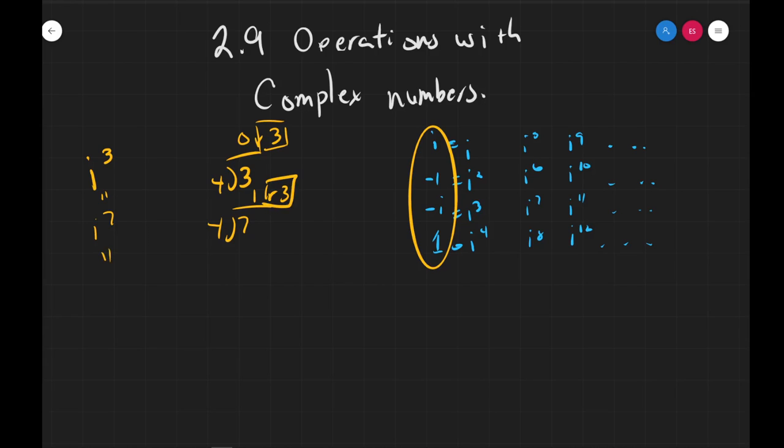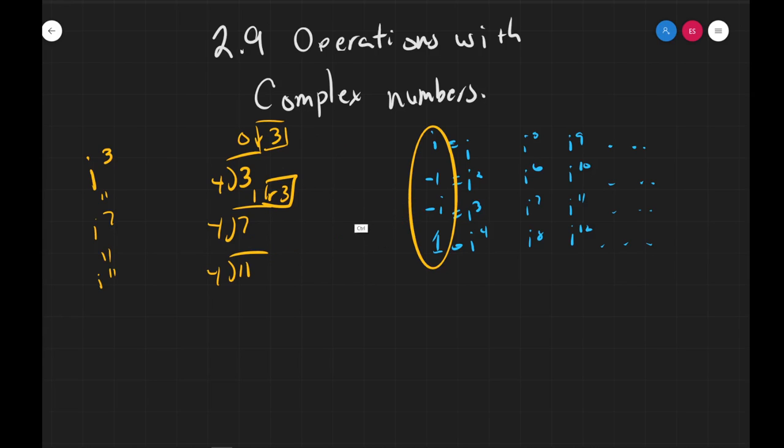What about i to the 11th? If we take 11 divided by 4, we get 2, remainder 3. So on and so forth. Whenever we get a remainder of 3, our value for that particular i number is going to be negative i.